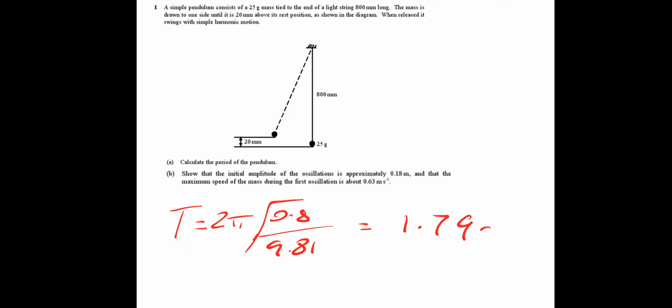So let's do that first. So it's T equals 2 pi root L over g. So the length is 0.8 meters for 800 millimeters, divided by 9.81. So that gives a time period of 1.79 seconds. So that should be pretty straightforward. Then let's do part B.